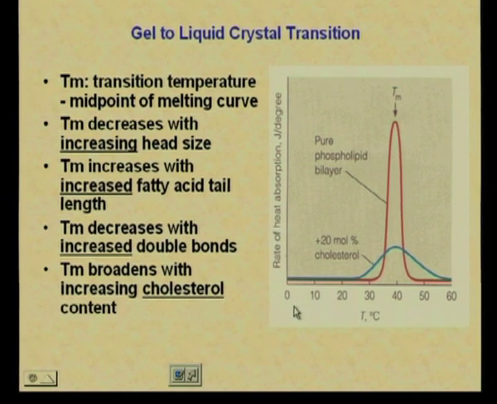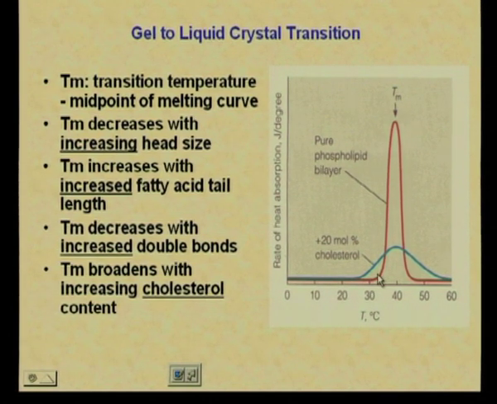When we look at the heat absorption, we have temperature along the x axis here. When the temperature is low, everything is ordered. All the fatty acid chains are ordered in some fashion, and at some point it moves over to the liquid crystal state because of a disruption in the order. So, the disruption in the order is going to give us a melting temperature, that is the midpoint of the melting curve, that is denoted as Tm. Now, what are the features that can change the Tm?